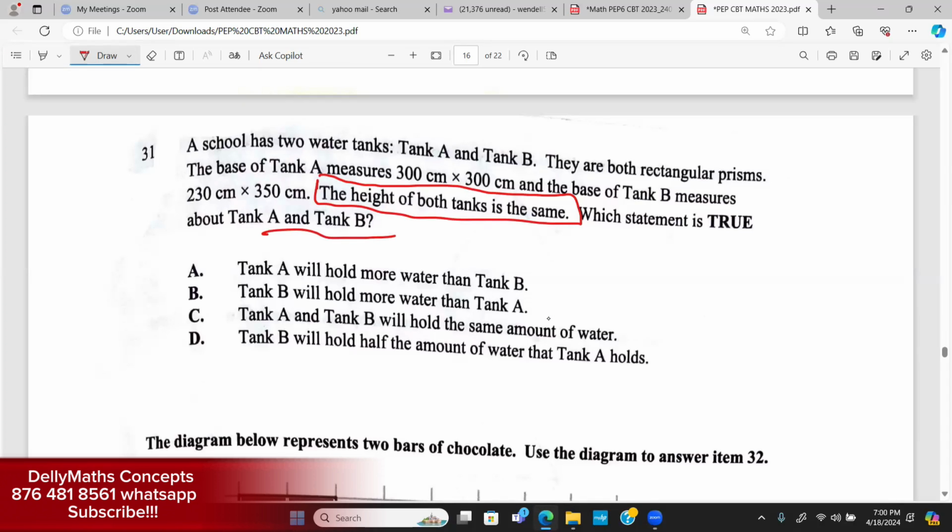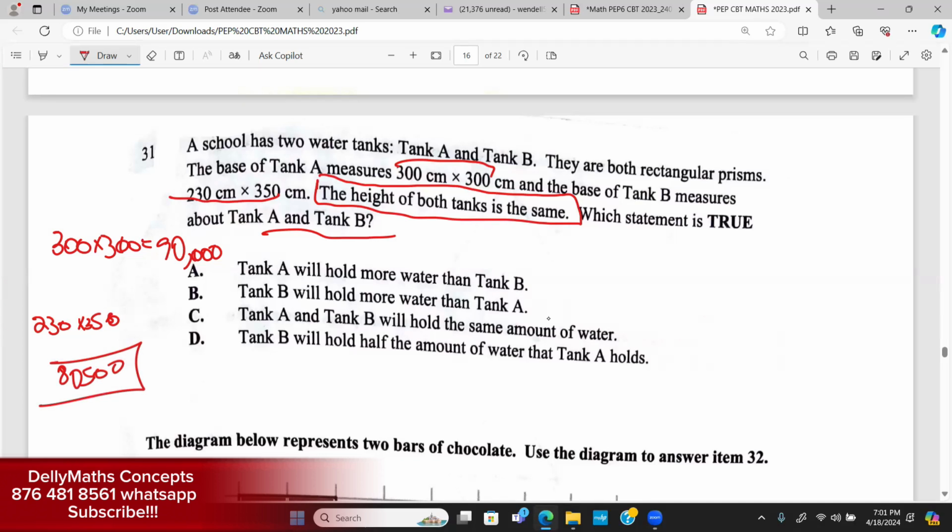All right, let us see what their base is. So you're going to multiply this, and multiply this. When we multiply 300 times 300, it's going to give us 90,000. That's just for the base. And then let's work out 230 times 350. All right, so we want to do this quickly. You're getting about 80,500. Now, this is the base.